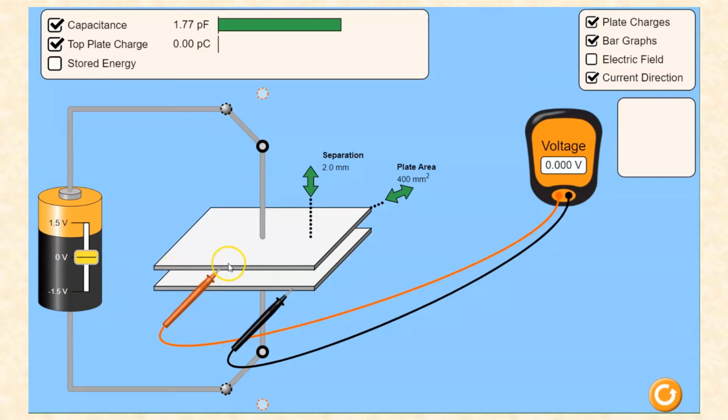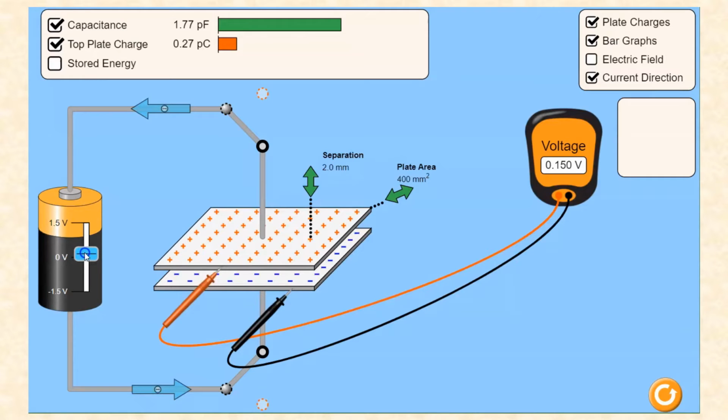I want you to take a look at what happens to the charge on both the bottom and the top plate. Notice what happens to the sign of the charge as well as the magnitude of the charge on each plate. Also notice at the top portion of your screen, the simulation gives us a measure of the capacitance of the capacitor here. So let's gradually increase the battery voltage from 0 up to its maximum value.